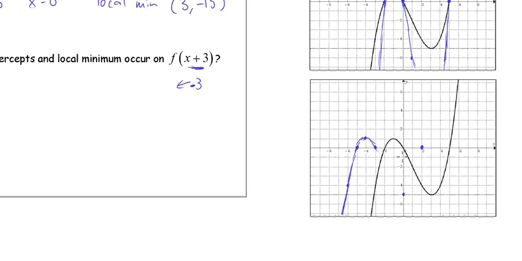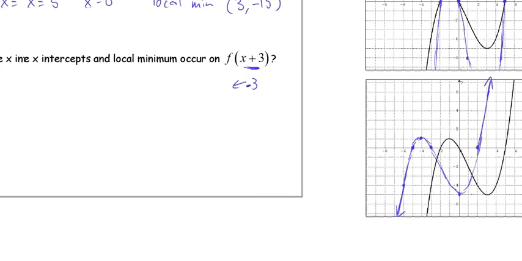No dilation is occurring here. It's just the exact same graph, shifted 3 to the left. If it was a -3, it'd be shifted 3 to the right. If you wanted to raise the entire graph by 3, we could have f of x, plus 3 outside, and that would lift the whole graph up 3 units. But that's not what we have here. We have f of x plus 3 inside. So let's answer that question.